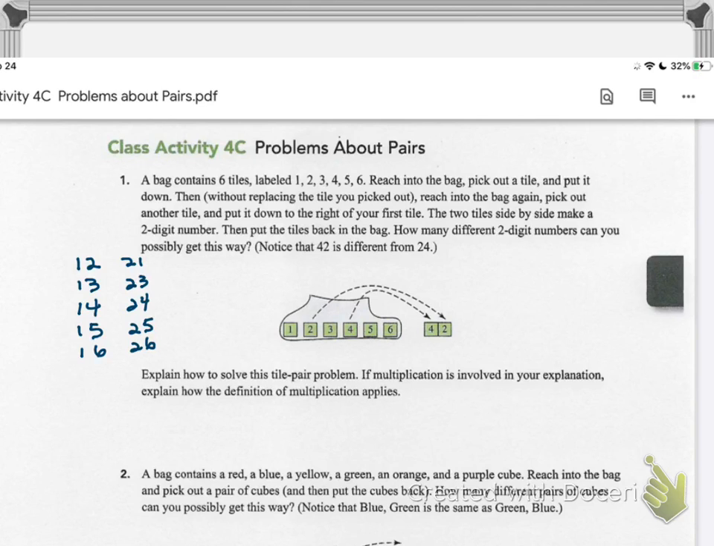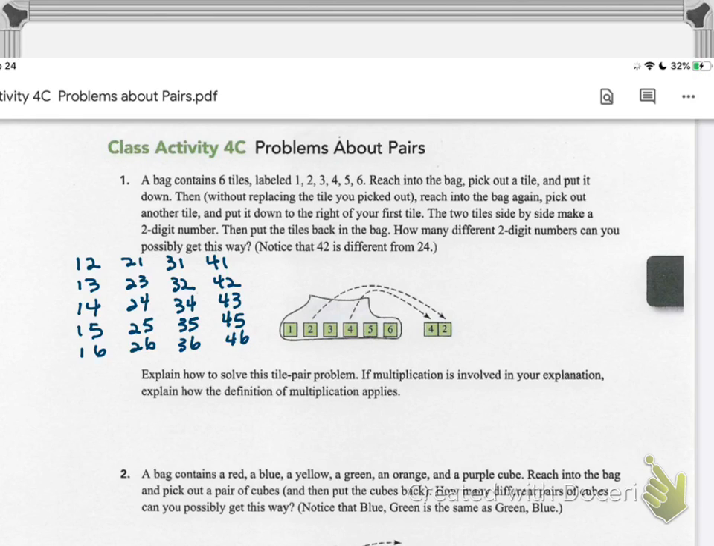Okay, let's go with 3. I pick a 3, the next number could be a 1, it could be a 2, it can't be a 3, but it could be a 4, it could be a 5, it could be a 6. Okay, going to the 4, you pick a 4, you can then pick a 1, a 2, a 3, you can't pick a 4 again, but you can pick a 5 and you can pick a 6.